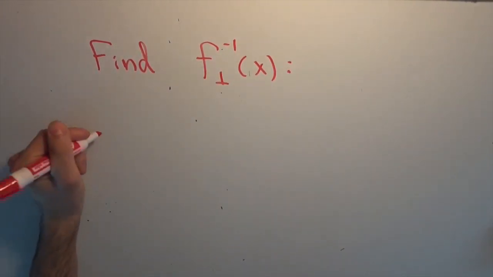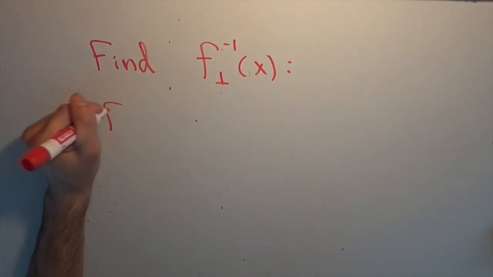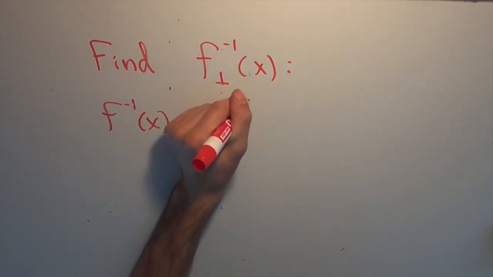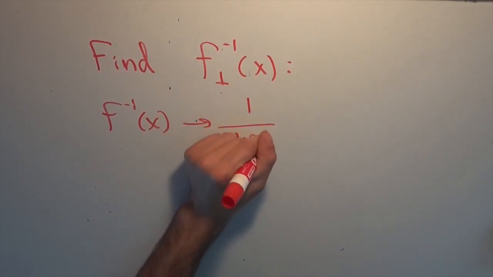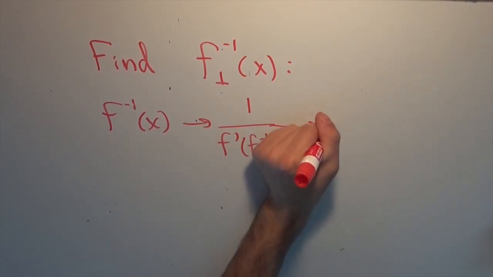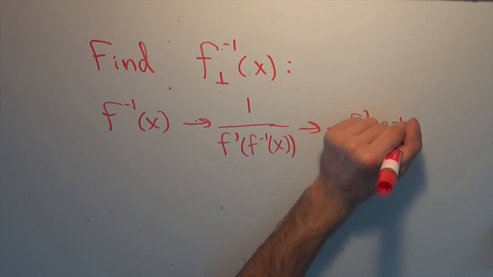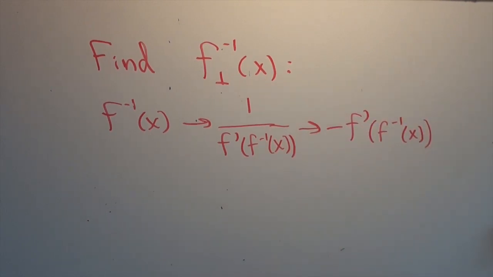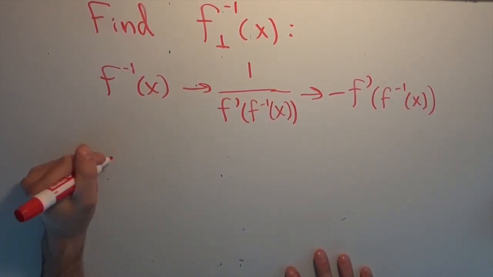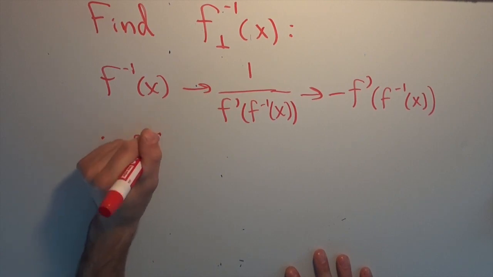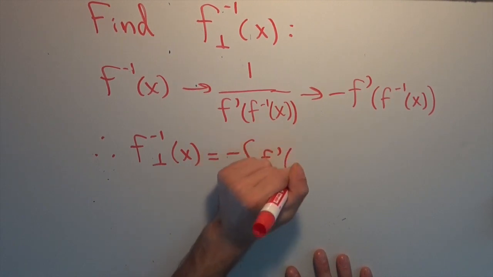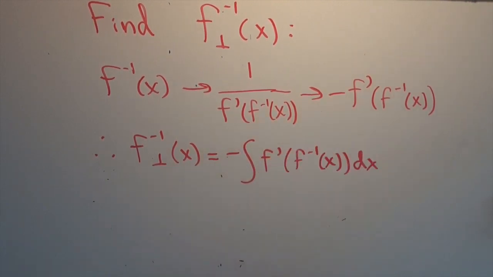Well, we need to take the derivative first, and the derivative of the inverse function of f of x is, you may recall from videos that I've done, 1 over f prime of f inverse of x. That's the derivative of the inverse function, and of course the negative reciprocal of that is just negative f prime of f inverse of x. And so if we want to find the function that is perpendicular to the inverse of f, we need to integrate this. So we know therefore that f inverse perpendicular is equal to negative the integral of f prime of f inverse of x dx.